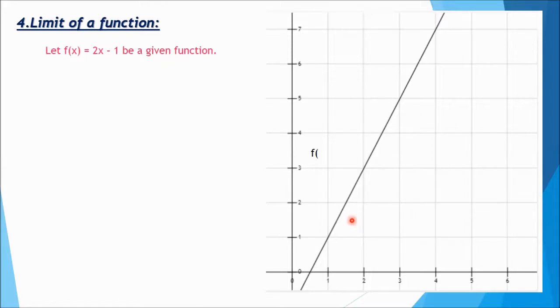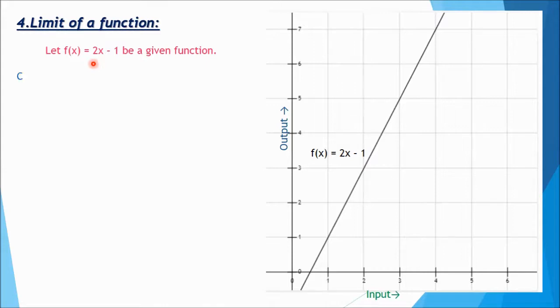f(x) is equal to 2x minus 1. And you can see, on the x-axis it is input. Input will be on the x-axis and output will be on the y-axis. That means y is equal to f(x). y is always f(x), isn't it? We have studied this in the function chapter. y is equal to f(x).